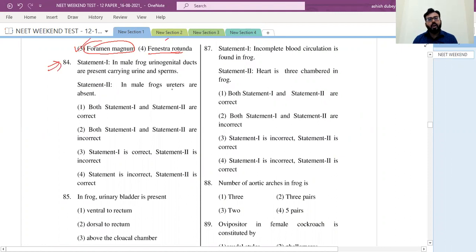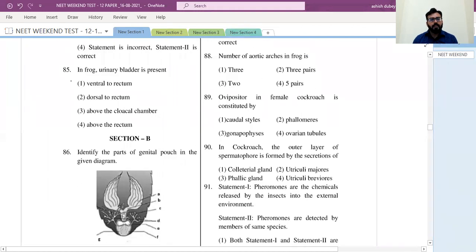Statement 2 is, in male frog ureters are absent. No, ureters are present. But ureters are actually urinogenital ducts. So ureters are present here, and the second statement saying that in male frogs ureters are absent is incorrect. So statement 1 is correct and statement 2 is incorrect. So third will be the answer. 85th question. In frog, urinary bladder is present. Yes, it is present.